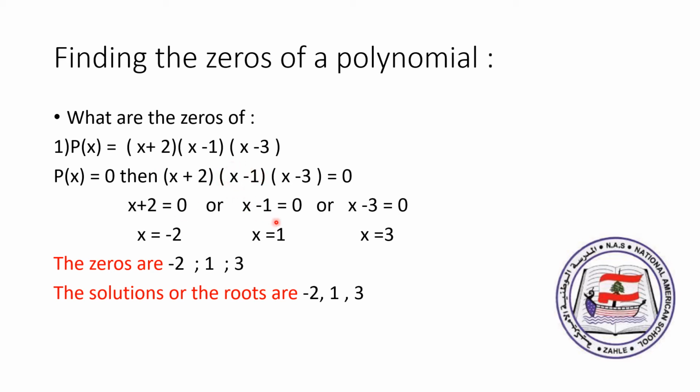So x plus 2 is equal to 0, x minus 1 is equal to 0, or x minus 3 is equal to 0. Solving each equation, we get x equal to negative 2, x equal to 1, x equal to 3. So the zeros are minus 2, 1, and 3.